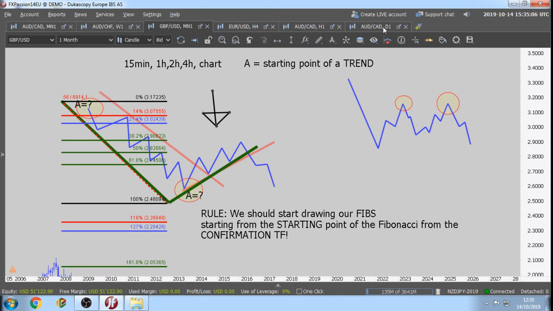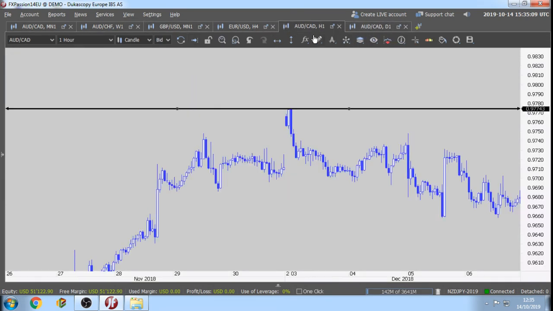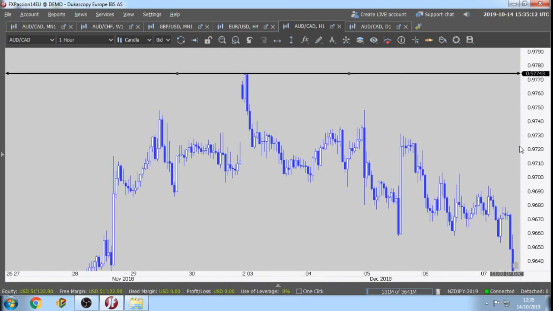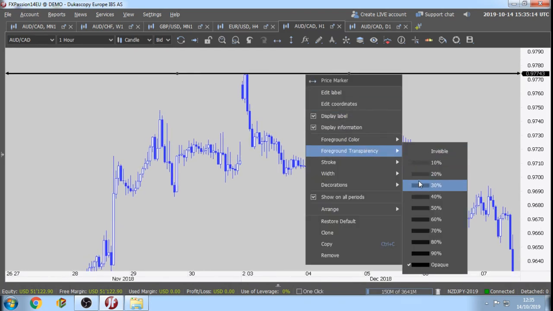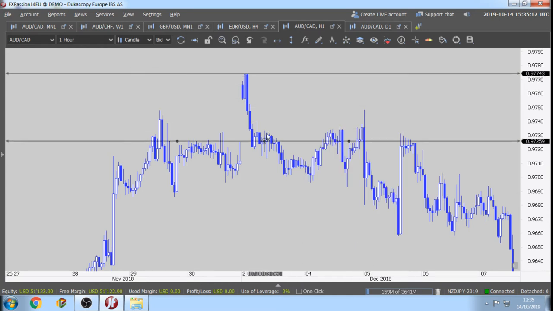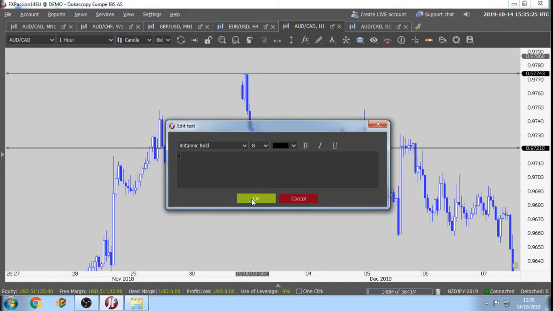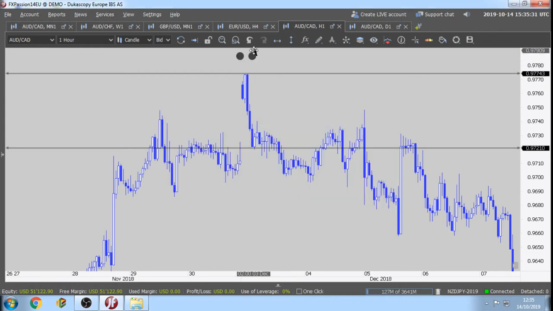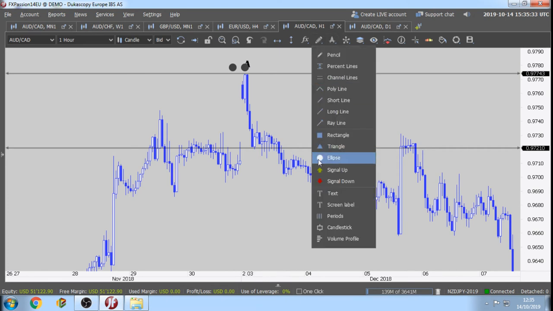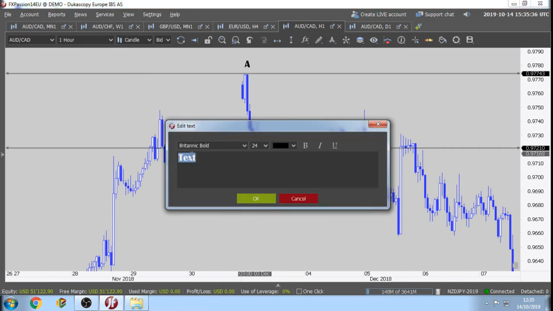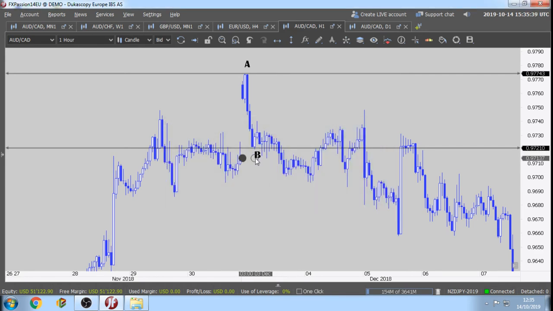So what we are going to do, everybody, we are going to go here and start to draw our down Fibonacci. Transparency and clone, this is our A to B, right? What is the A? The A is the starting point of the trend. This is going to be our A. And text, this is going to be our B. What is the B? The B is the first low in a down Fibonacci, the first low as soon as possible after the A. Thank you, you're welcome.